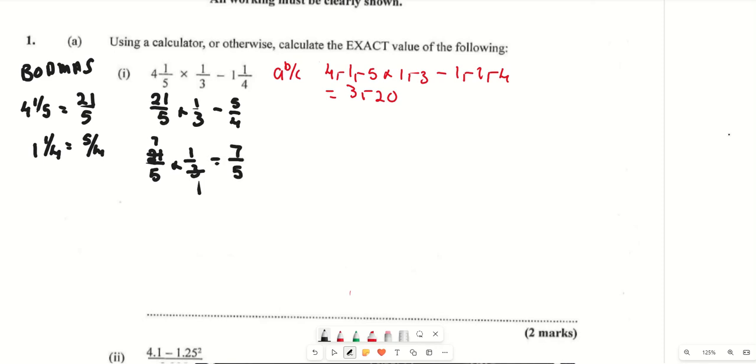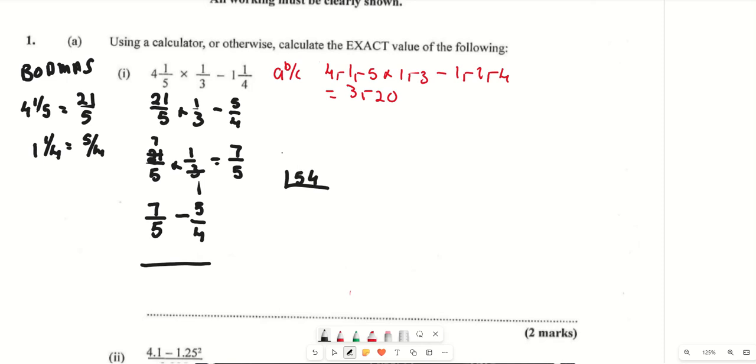So when you multiply 4 and 1/5 by 1 over 3, you are going to get 7 over 5. Right, then the question is 7 over 5, which is your multiplication, subtract. Instead of 1 1/4, you put in 5 over 4. When you are subtracting, you check your denominators to see if they're the same or different. They are different. So you find your LCM of 5 and 4.